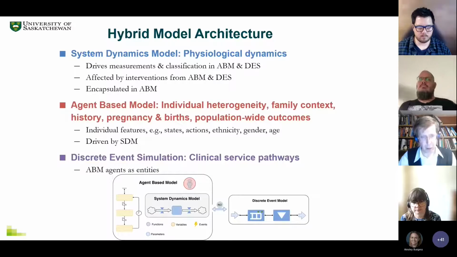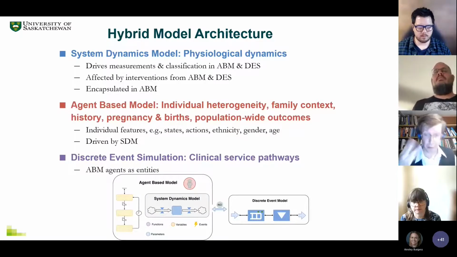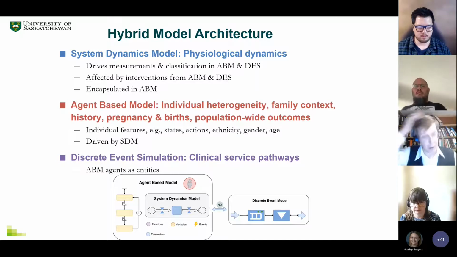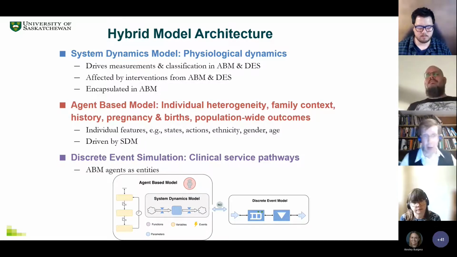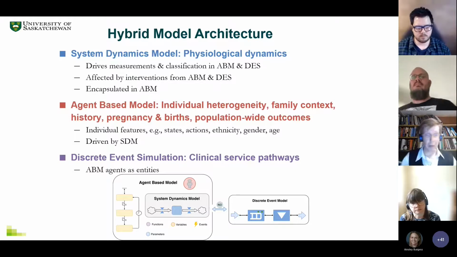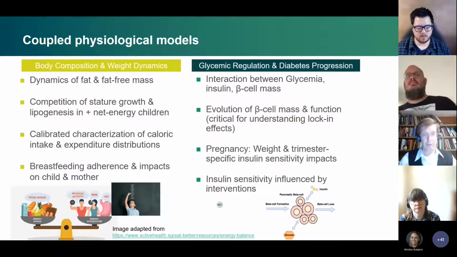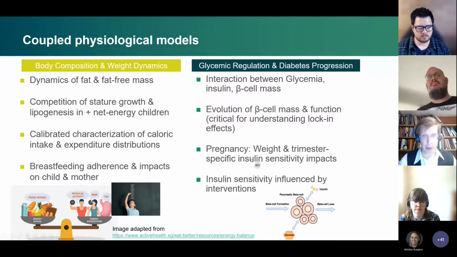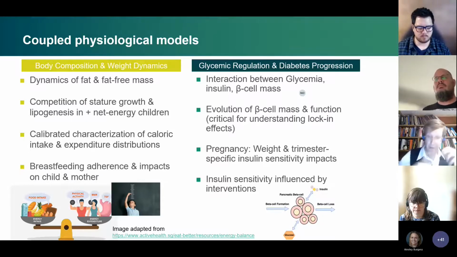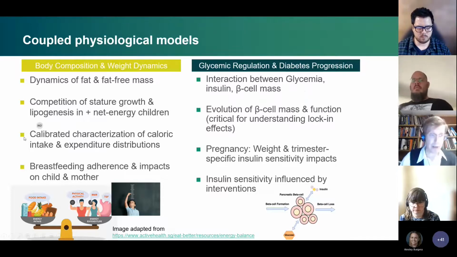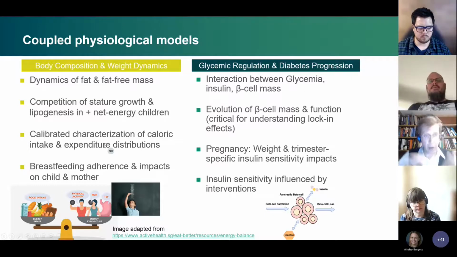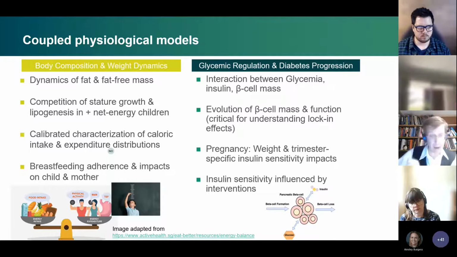There are many mathematical frameworks for defining models, and this particular one made use of three types of dynamic modeling, some of which you will hear about in later presentations. It was a multi-scale model, and at the base level, the lowest level, it made use of physiological modeling. This involved an earlier model that had been contributed on glycemic regulation and diabetes, involving the interaction of glycemic loads and insulin and beta cell mass and function. But our extensions complemented that with a rich model of body composition and weight dynamics, capturing the dynamics associated with fat and fat-free mass, importantly through childhood and adulthood.